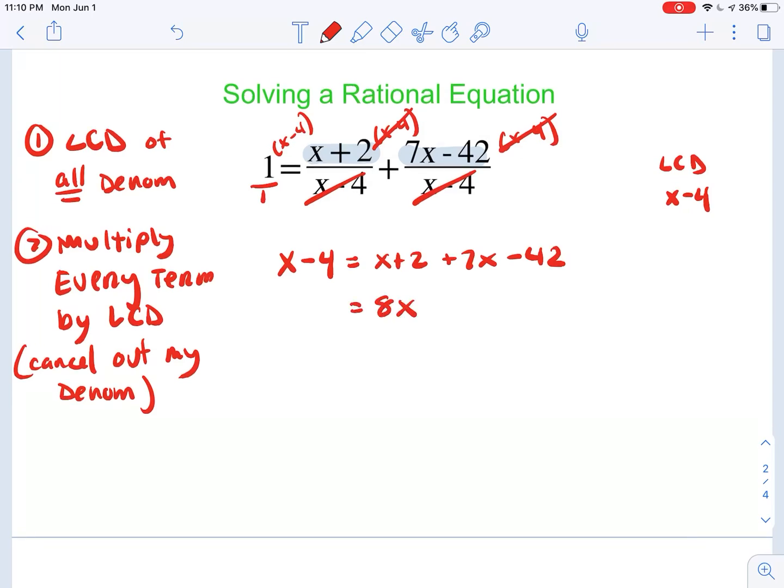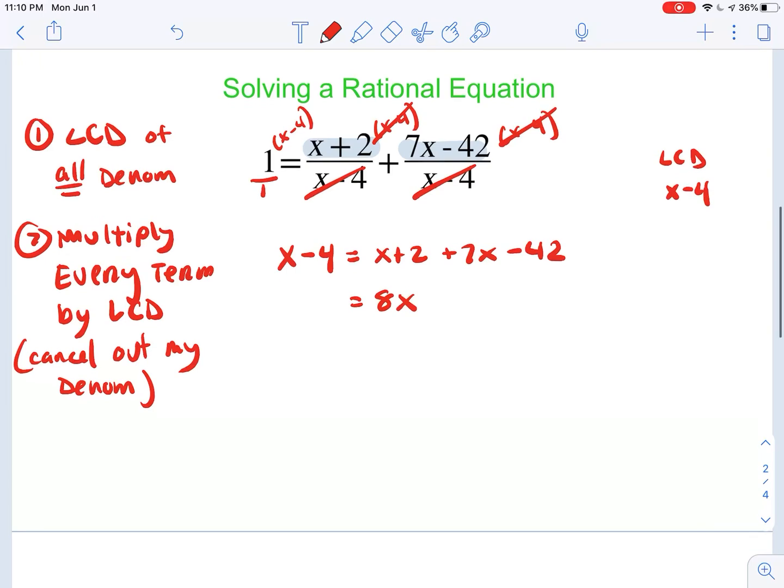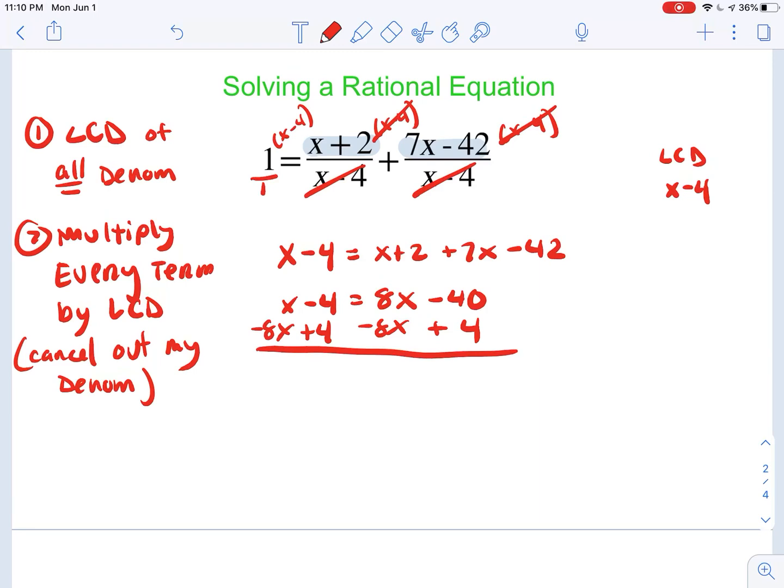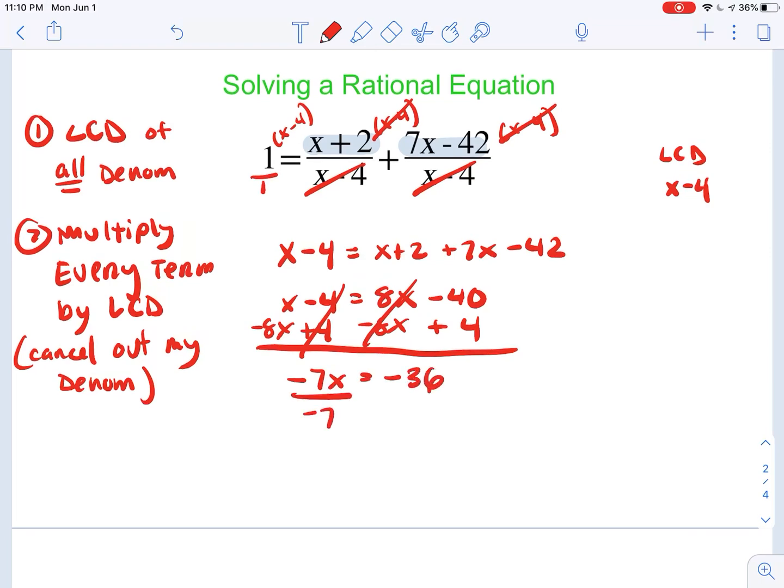x plus 7x is 8x, minus 2 plus 40. Plus 2 minus 42 is minus 40. We don't move everything over. We isolate our x value by moving things to the appropriate side. So that will cancel and that will cancel. And I end up with negative 7x is equal to negative 36. And I divide by a negative 7. So these negatives cancel and I get 36 over 7.